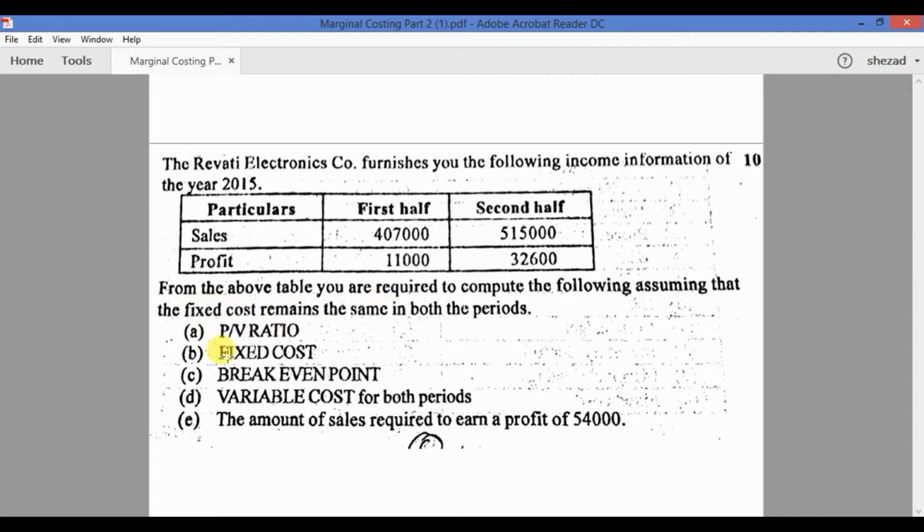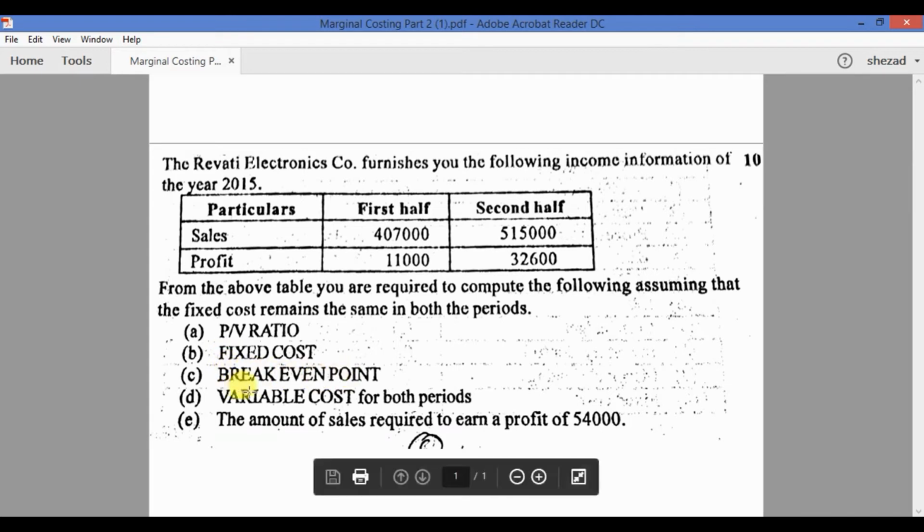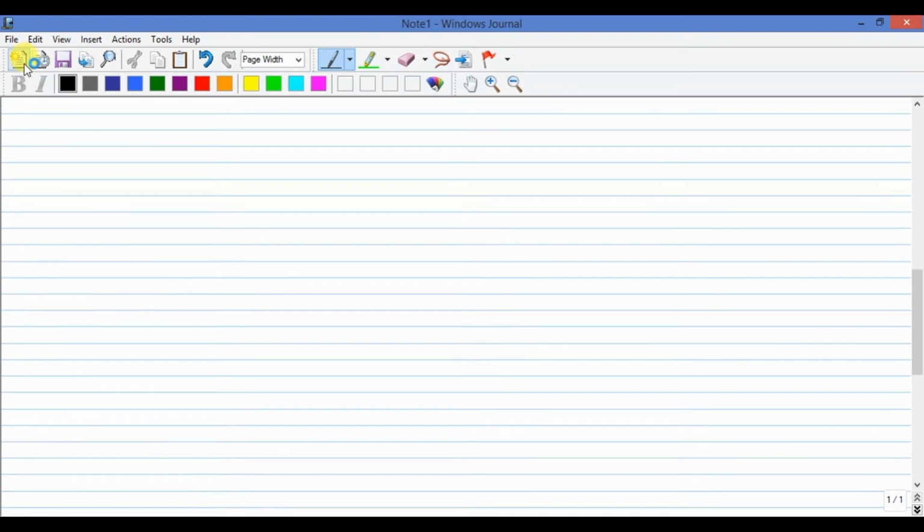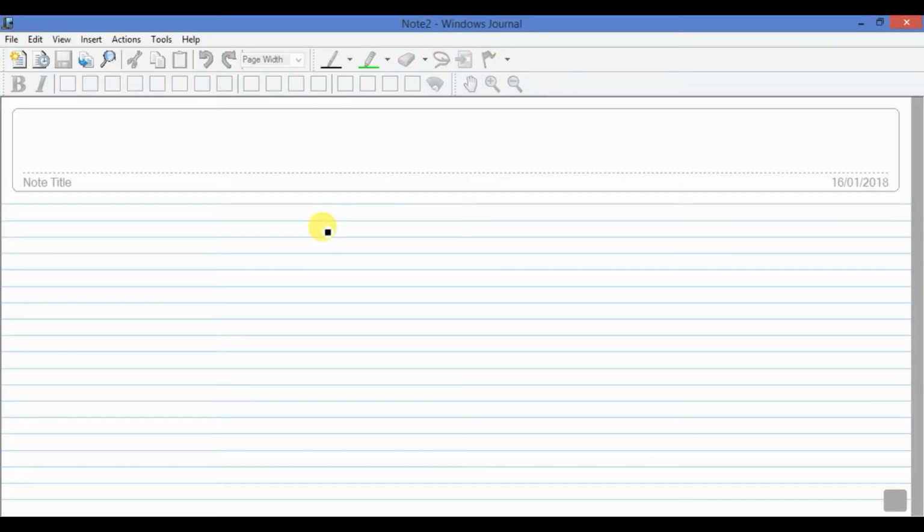PV ratio, we have to find; fixed cost, we have to find; break-even point, we have to find; variable cost for both the periods; and the amount of sales required to earn a profit of 54,000. Okay, so I'm going to the sum. So I'm going to take a new page.